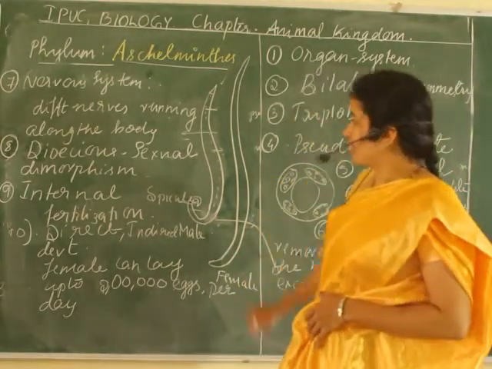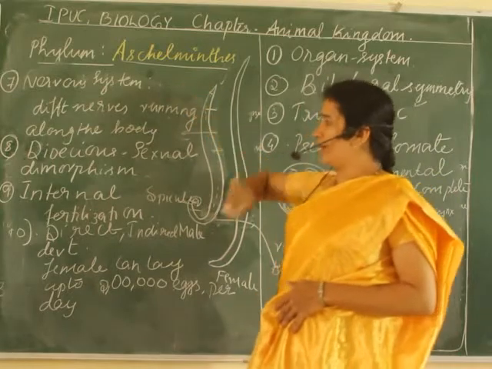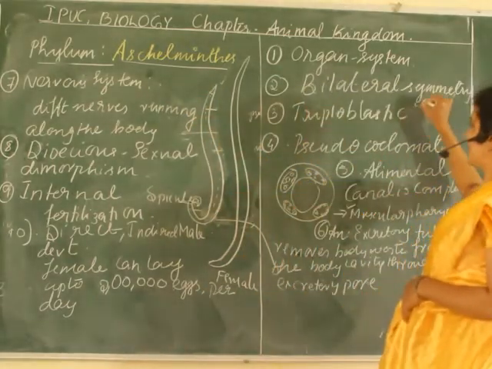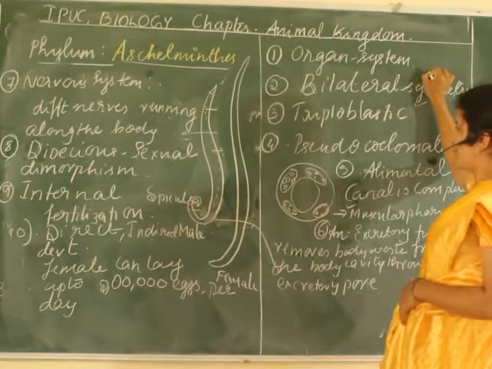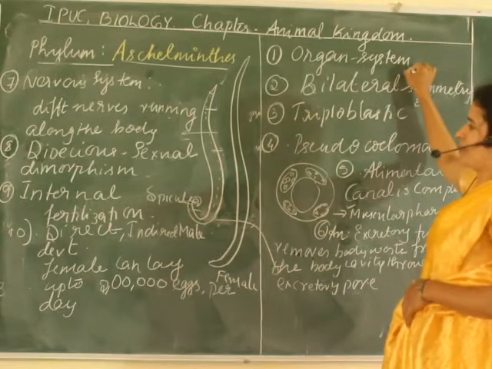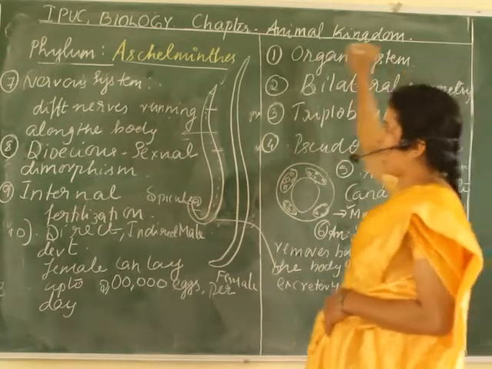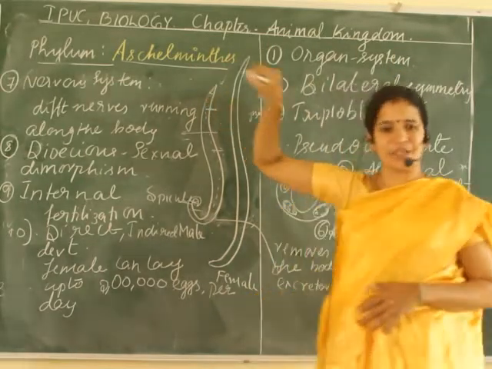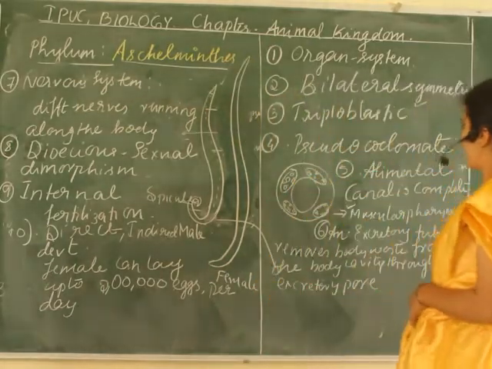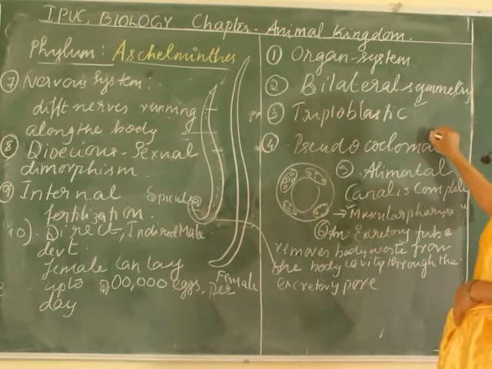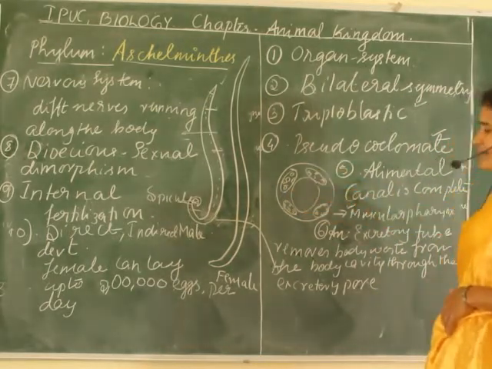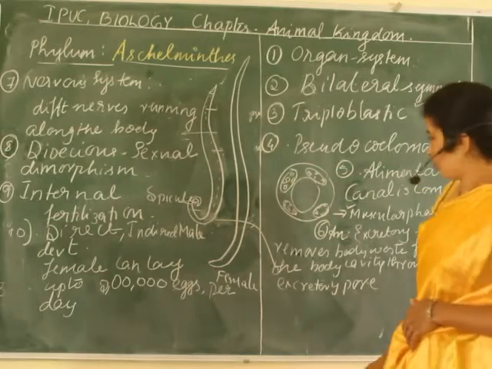The nervous system has also developed. Then about triploblastic, they show bilateral symmetry. Remember, the first phylum to possess the organ system level of organization is Aschelminthes. From Aschelminthes onwards, they started to possess the organ system level of organization. Then they are pseudocoelomates. That means scattered pouches are present in the body coelom.